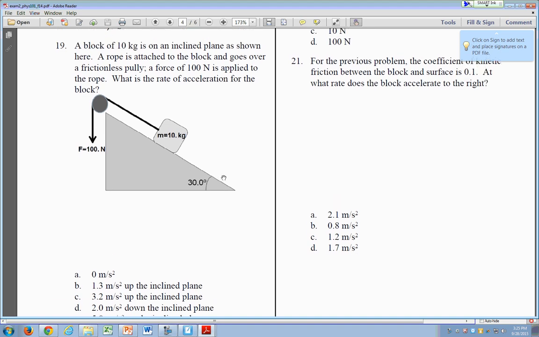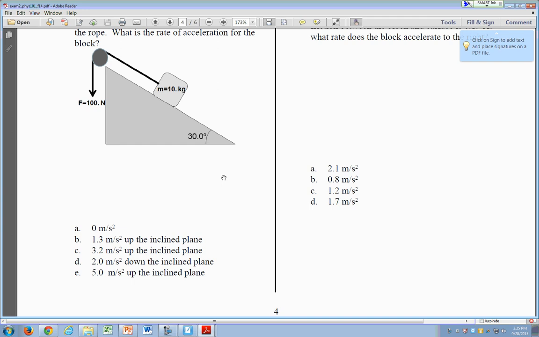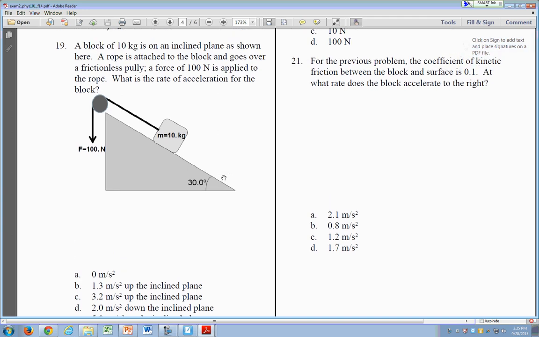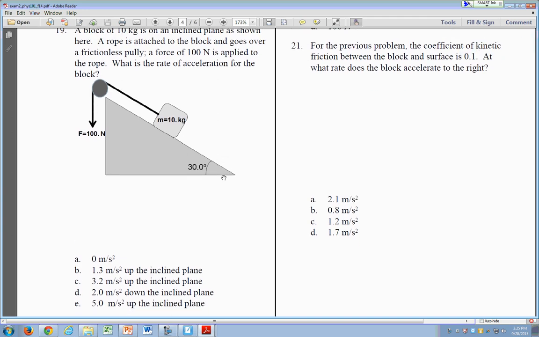Okay, so a rope is attached to a block of 10 kilograms. What is the rate of the acceleration? Oh, okay. So here, we don't know if the block is going up or down. We don't know if this force of 100 newtons is enough to counterbalance or to overcome the force due to weight. So I have 100 newtons here.